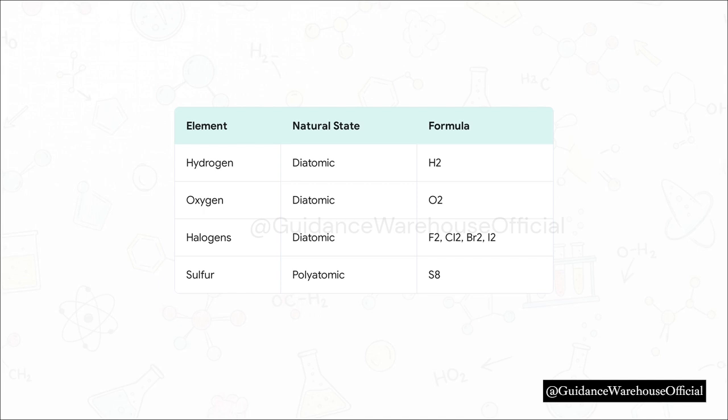And then you've got an overachiever like sulfur, which is polyatomic. Its most common form is actually S8. That's a totally unique structure of 8 bonded sulfur atoms all hanging out together.